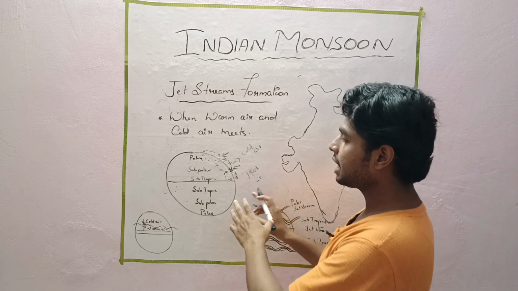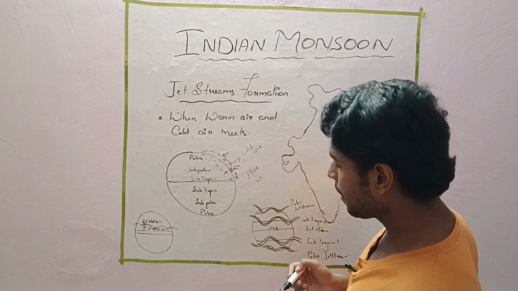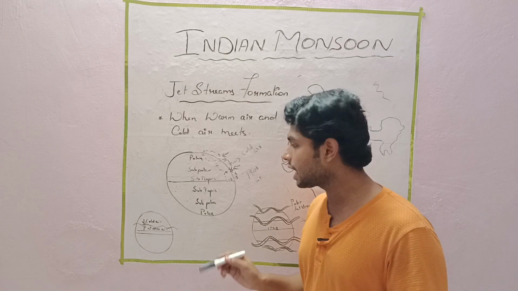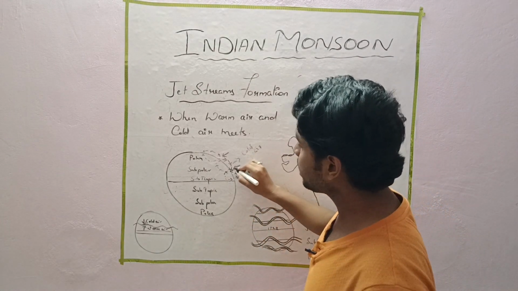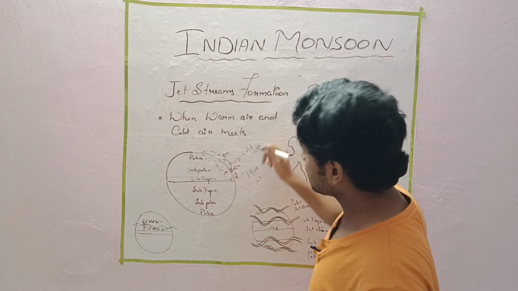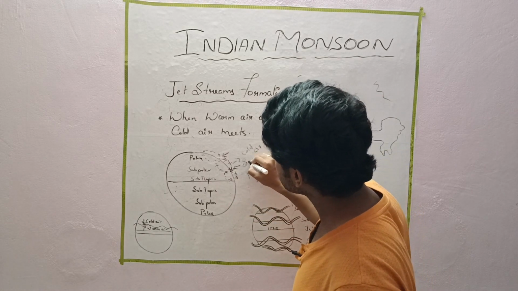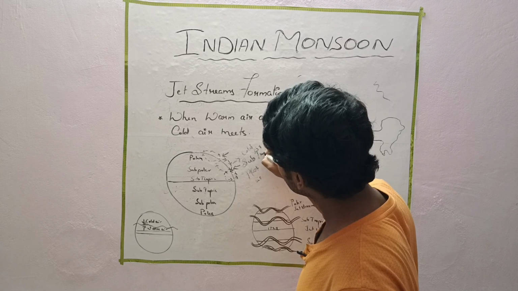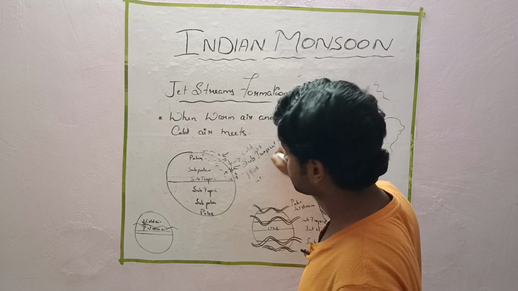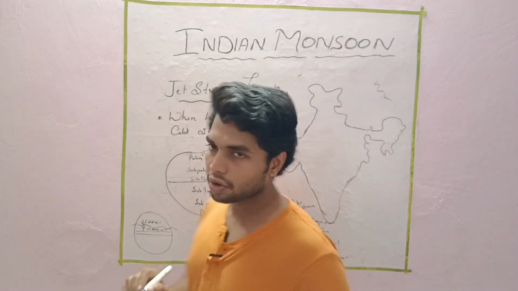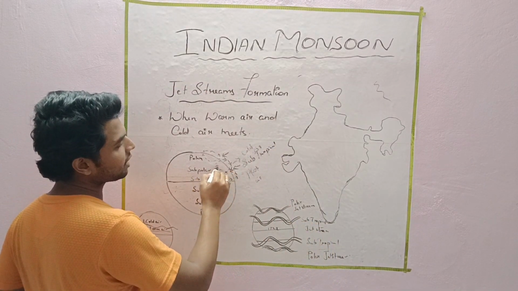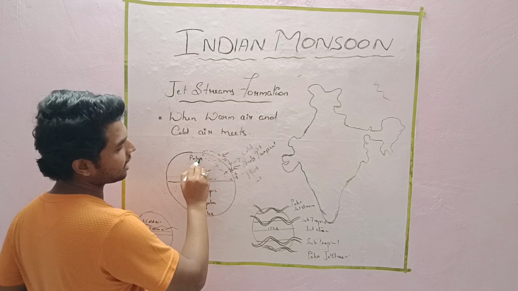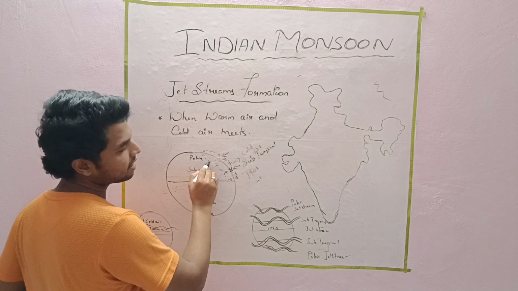So when warm air and cold air meet, a kind of jet stream will form, which is known as the subtropical jet stream. At the same time, look here, from here also the air will be moving like this. At the same time, the air will be coming from this region also.